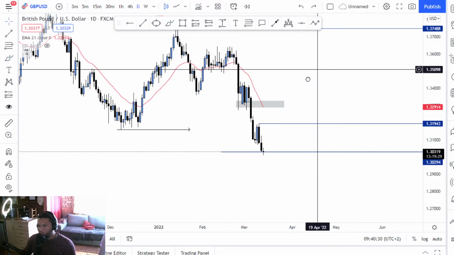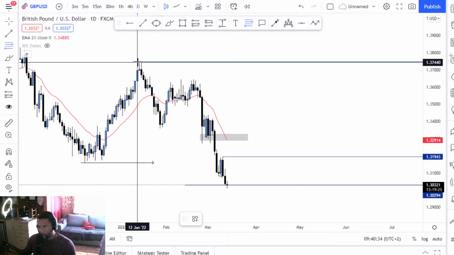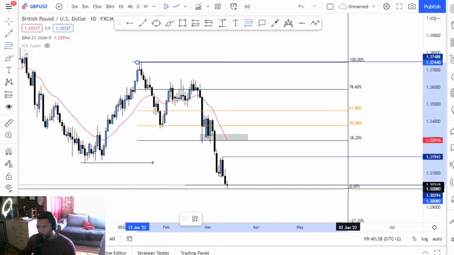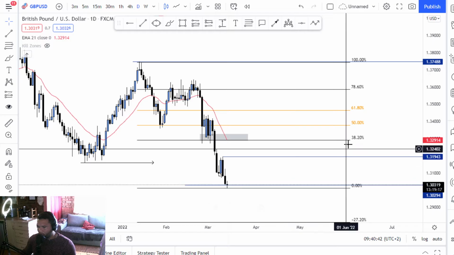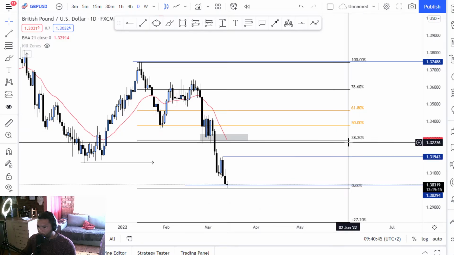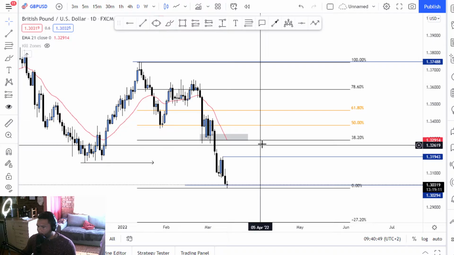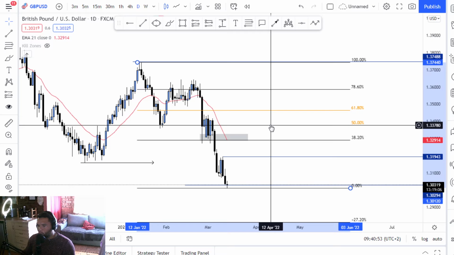We can also now use a Fibonacci, guys, just to see what we can expect from this lower high point to this lower low point right here, right? So now you guys can see we have a 38% retracement right here and a 50% retracement where we just marked it off right here. So this is what I will wait for, guys.